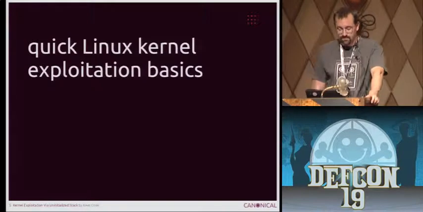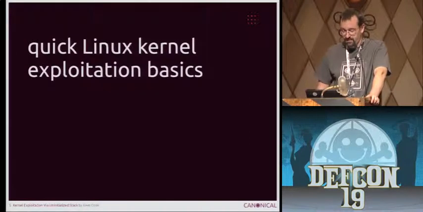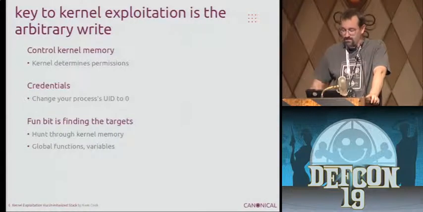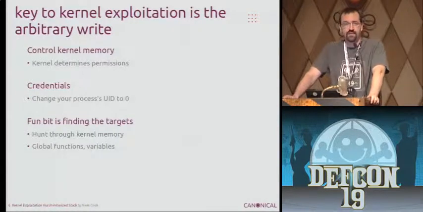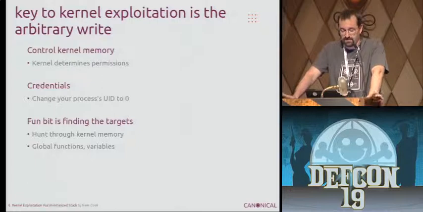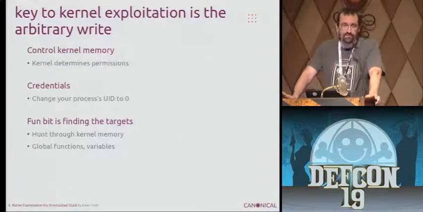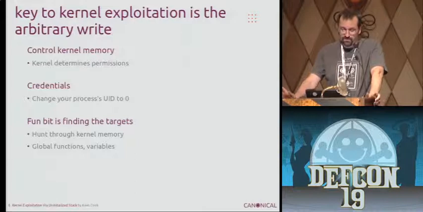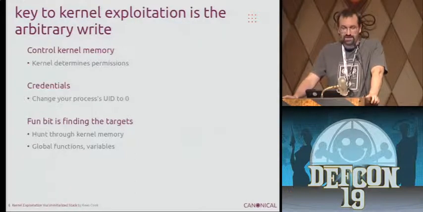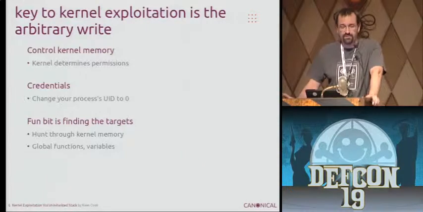So a quick overview of Linux kernel exploitation. The main goal for any kind of kernel attack is to get control over execution flow. Usually you can just set the user ID of the process you're using to 0 and you're root, and you have full control over the system. But actually finding targets to do this is what's tricky. You need an arbitrary write to start with, and then going from there is what makes things more fun.